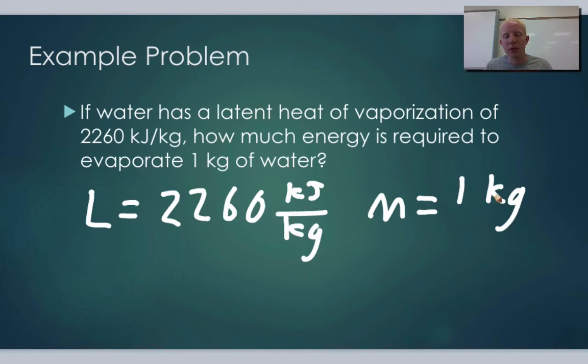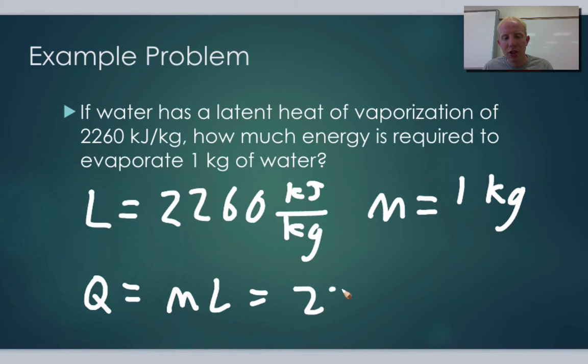This one's really easy because we say Q equals M times L. Well, 2,260 times 1 is just going to be 2,260 kilojoules. And again, we could put that as megajoules if we want. But there we go. That's how much heat is needed to evaporate or turn into steam 1 kilogram of water.